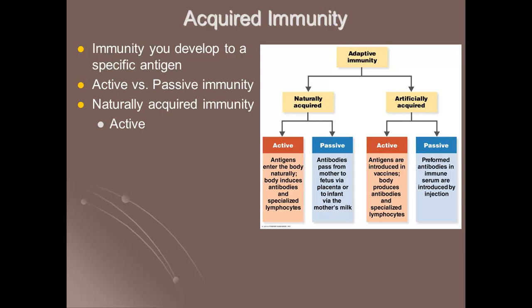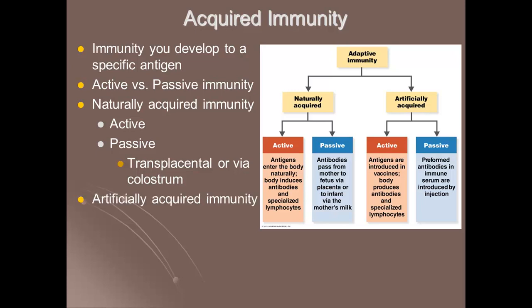However, with naturally acquired passive immunity, mother's antibodies can be transferred to the offspring through the placenta, which is transplacental, or through breast milk via the colostrum. Did the baby make the antibodies? No. The baby didn't make the antibodies. They were passed on to the baby from the mother.